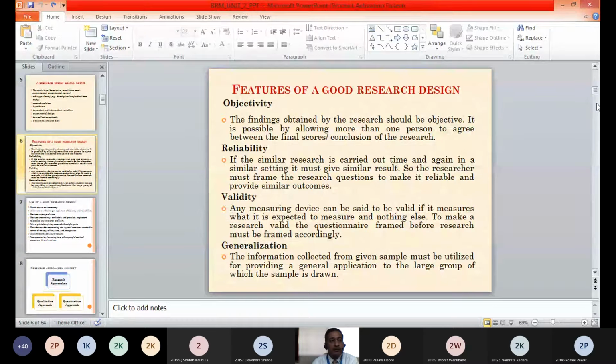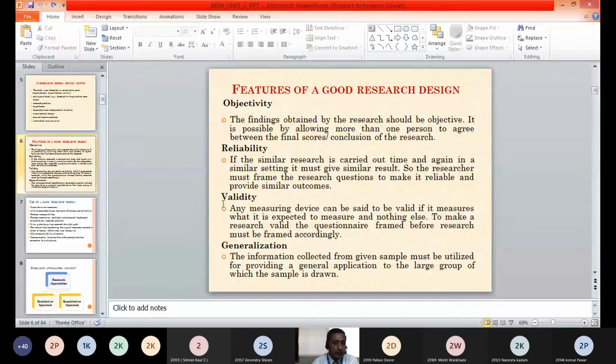It should not happen that you conduct the research now and get some result, and after a few days you conduct the same research and get some other result. That should not happen. If you conduct that research on a repetitive basis, you should get similar results. That is the meaning of reliability. And if the particular research questionnaire or research is reliable, then it can become trustworthy.